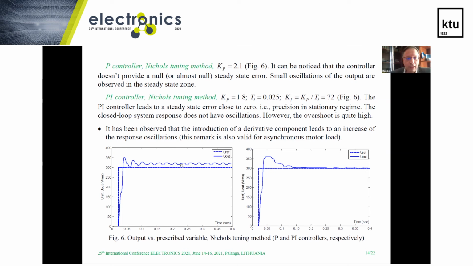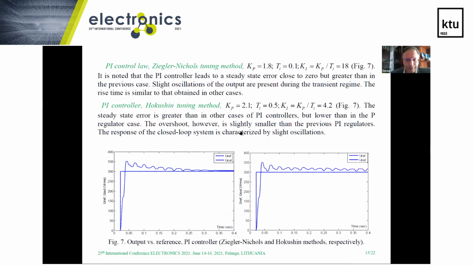You can see that in the first case, we have a non-zero steady state error. And in the second case, when you use the PI controller, we can obtain an almost null steady state error. Of course, the overshoot is bigger in this particular case. In figure 7, we have another set of simulations. On the left, the PI control law with the Ziegler-Nichols tuning method, and in the right panel, the PI controller with the Hokushin tuning method. Of course, we have here some slight oscillation, but we cannot assess the quality of the control only by viewing this kind of evolution.